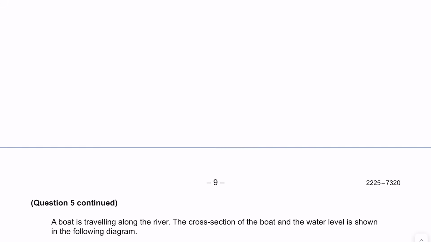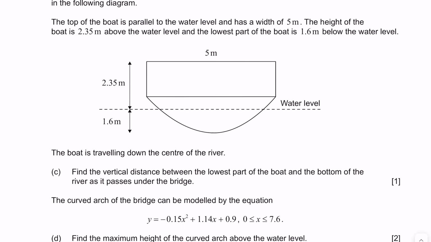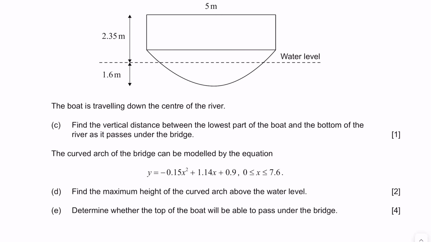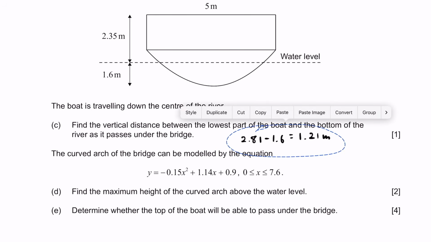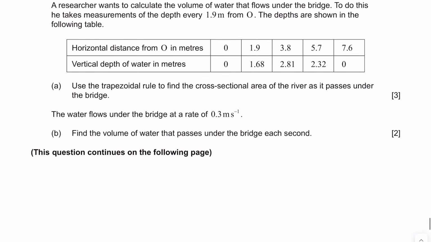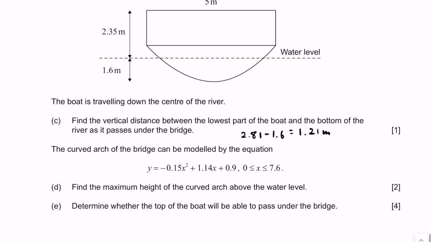So find the total vertical distance between the lowest part of the boat, 1.6 meters, and 2.81. Was it 2.81? Yes. Okay. 2.81 minus 1.6 is 1.21 meters. 1 mark question, no need for process. We can actually just put 1.21. All right.